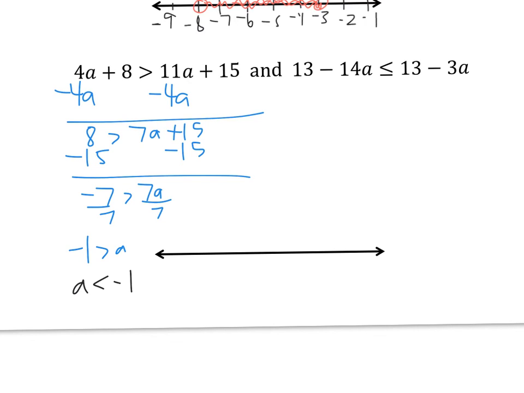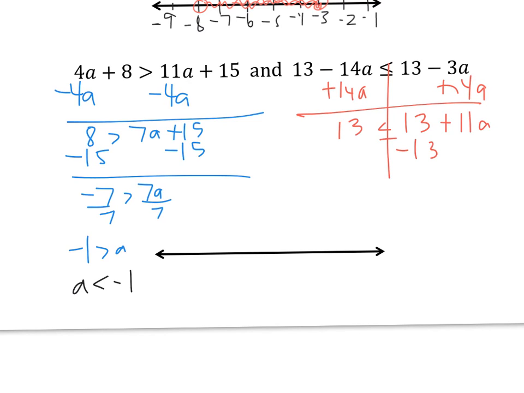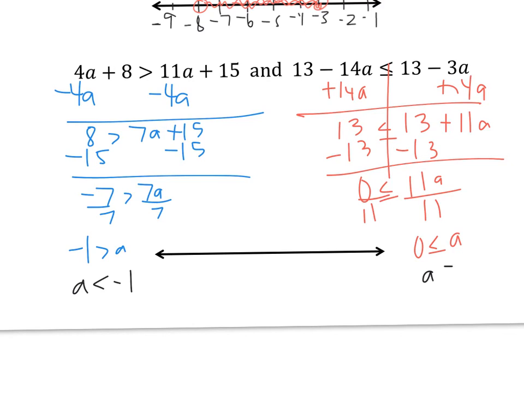And now I'll solve this next inequality over here. I'll add the 14a and get 13 is less than or equal to 13 plus 11a, and subtract 13 and get 0 is less than or equal to 11a. Divide by 11. 0 divided by any number is 0, so 0 is less than or equal to a, but if I write that with my variable on the left-hand side, and this is an or equal to symbol right there, I get a is greater than or equal to 0.